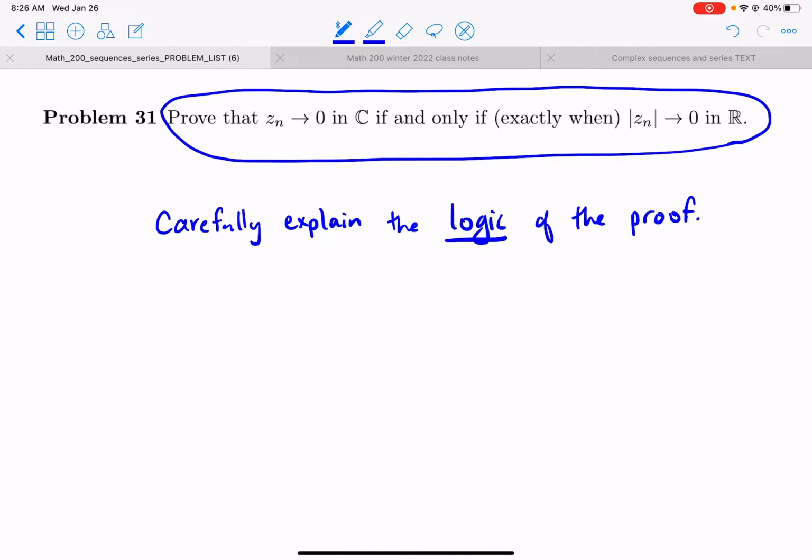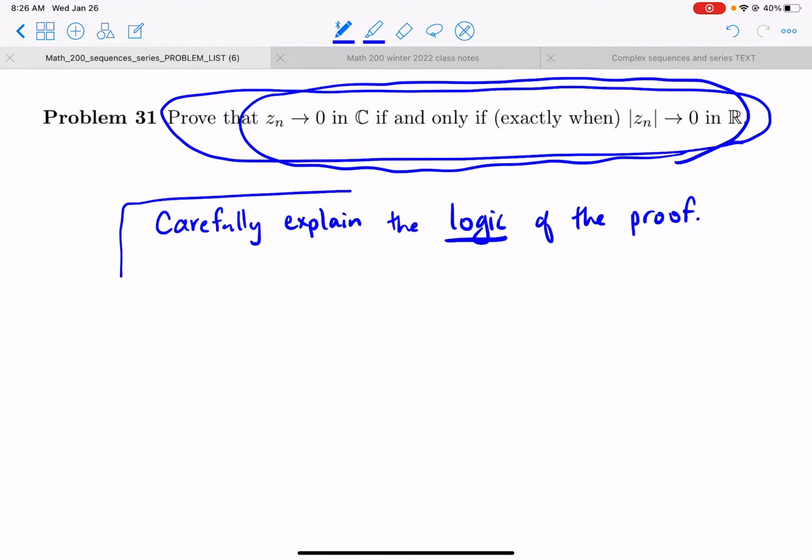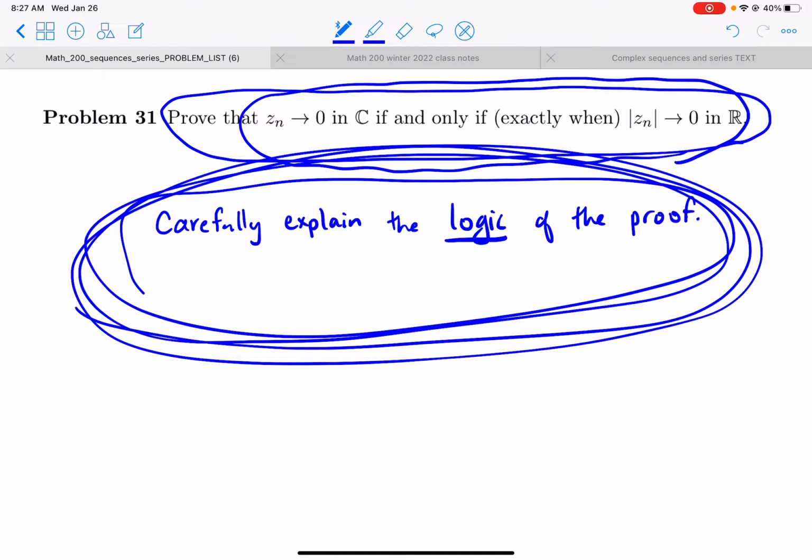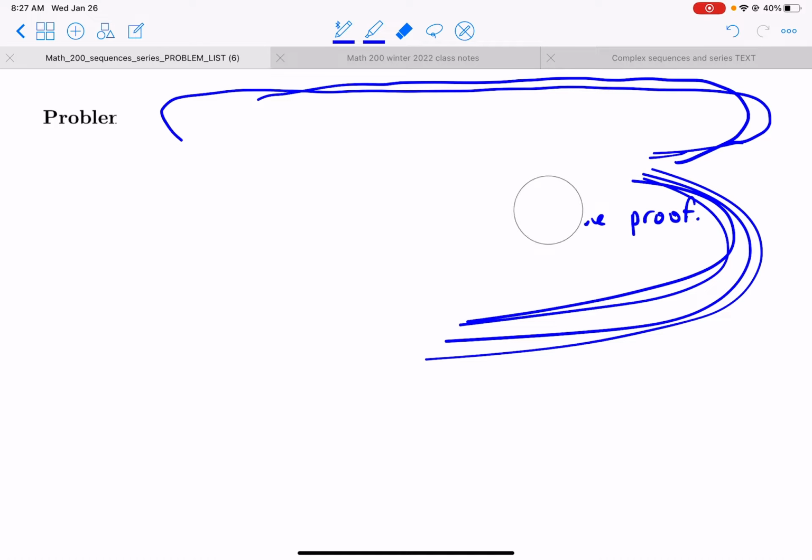Okay, so even if the proof seems really easy or silly, like in this case you'll see it's sort of silly, I still care that you carefully explain the logic. That is what I'm trying to determine, whether you are able to carefully explain the logic of this proof, even though it may seem like a silly proof. And so this applies to every single proof that you're doing in this class. I only care about one thing. Okay, so let's take a look at what this means in this example.